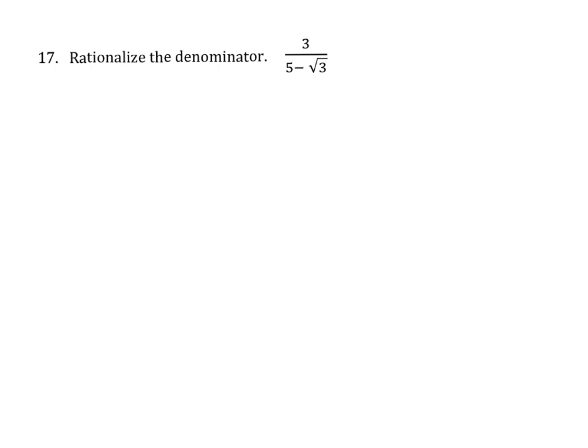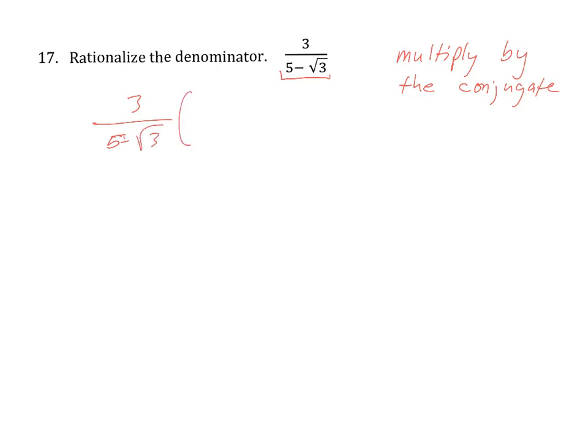With this one, we have a binomial containing a radical in the denominator. So to rationalize this, we have to multiply by the conjugate. Remember, the conjugate is the same terms, 5 and radical 3, but the sign between them is going to be different. Okay, so I'm going to go 3 over 5 minus radical 3, and multiply top and bottom by 5 plus radical 3.